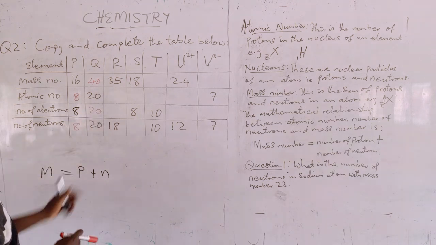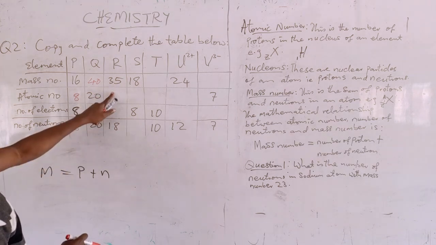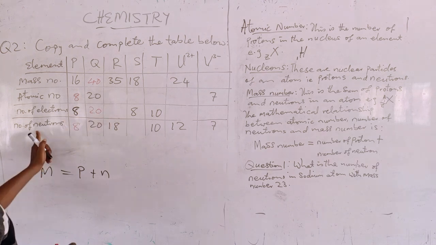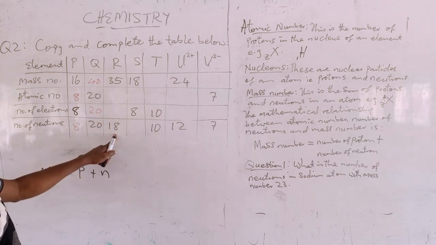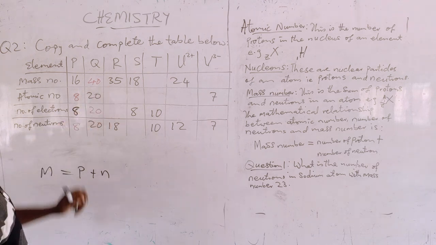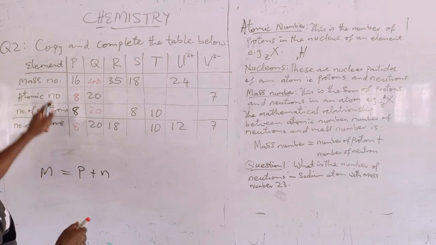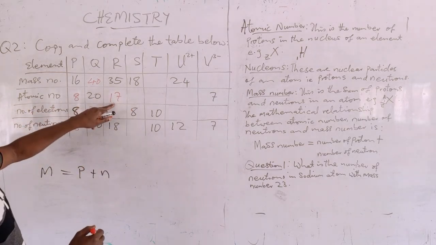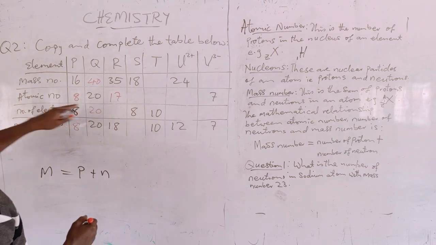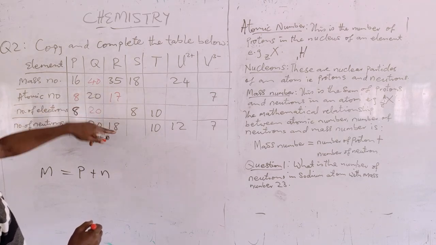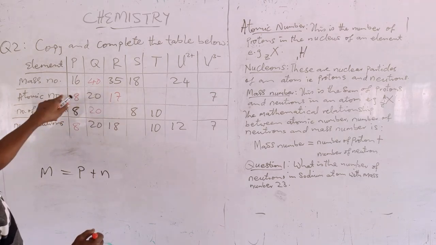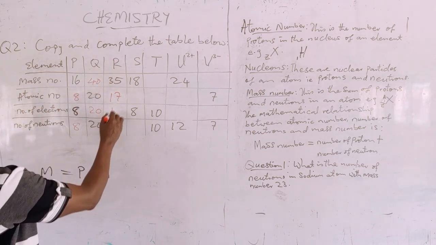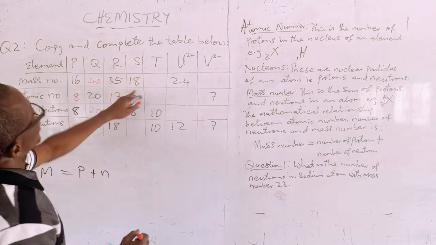So add them to get mass, and that is 40. Move to the next. They have given you mass. They have not given you atomic number, and they have not given you electron, but they have given you neutron. So subtract this from this. Whatever you have is this 17. Getting that, move. This and this are the same because it has no charge. Put 17.